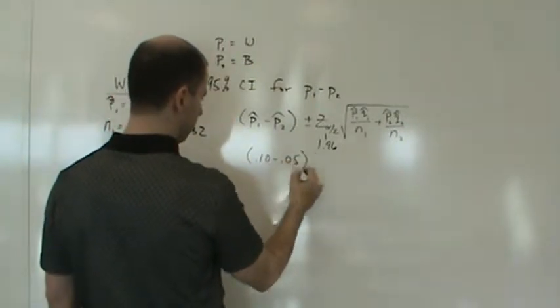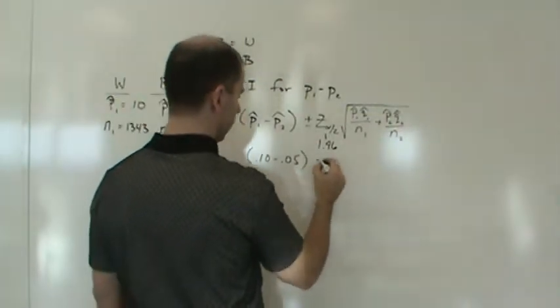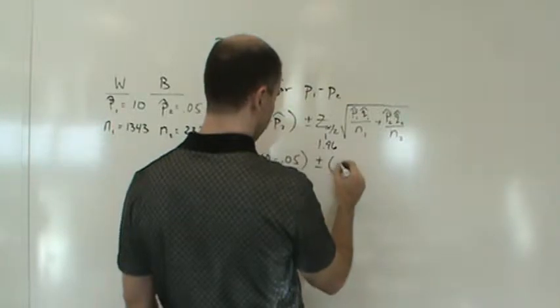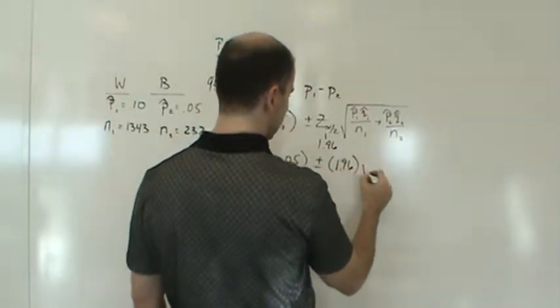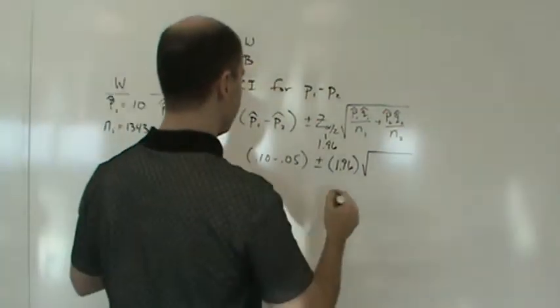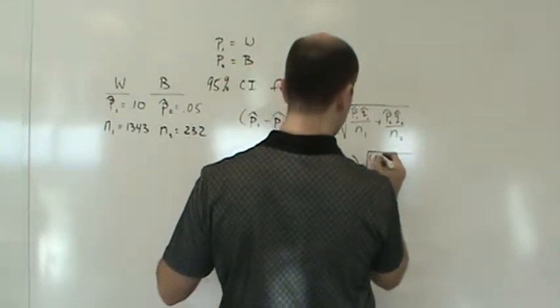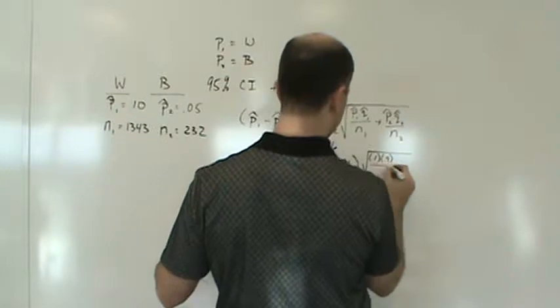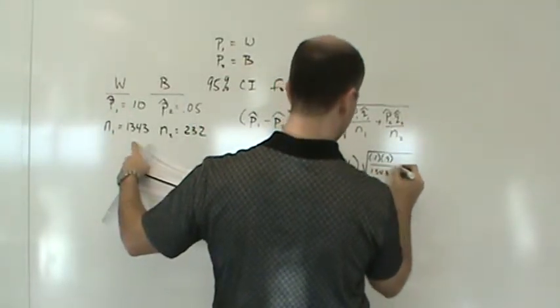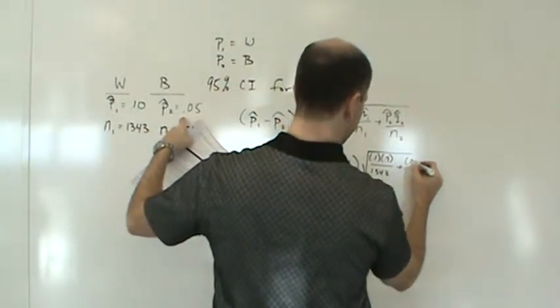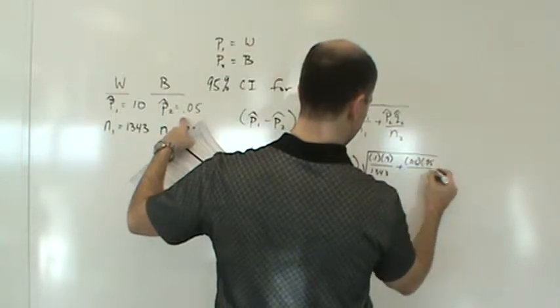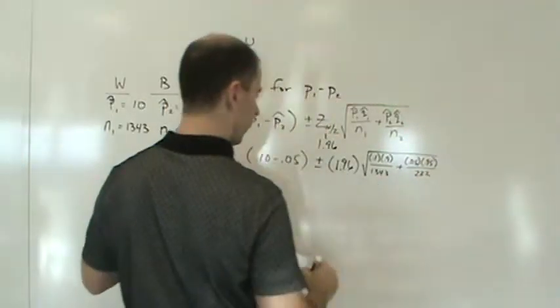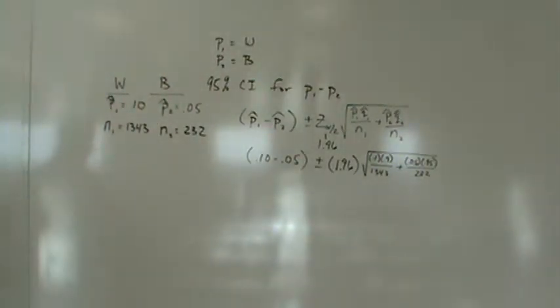So if we plug in here, we get 0.10 minus 0.05 plus or minus 1.96 times the square root of 0.10 times 0.9 divided by N1, which is 1343, plus 0.05 times 0.95 divided by 232. Let me make sure there's no glare. Can you see that? So if you write that down and just plug it into your calculator, you have the answer.